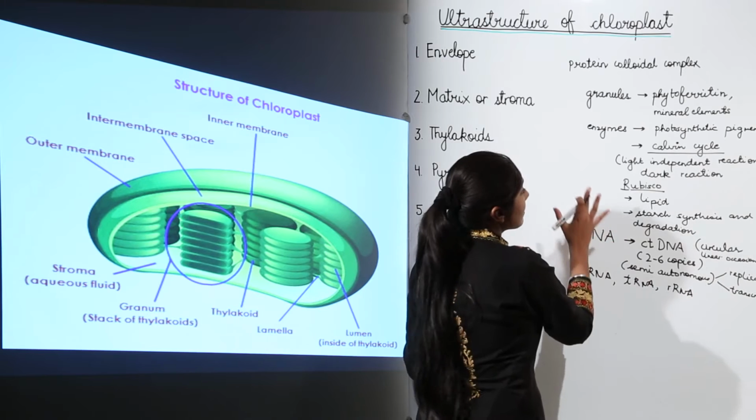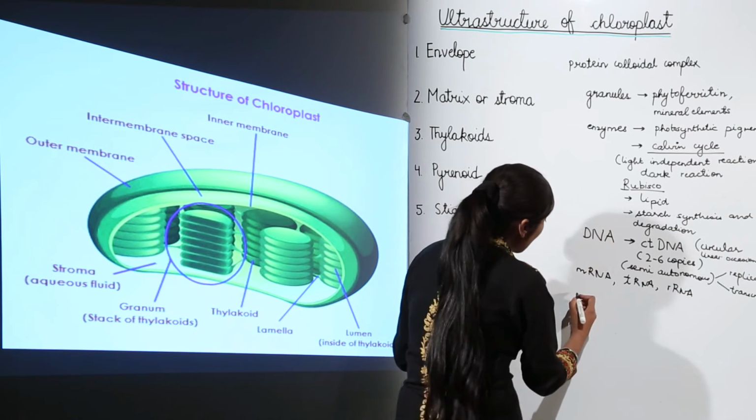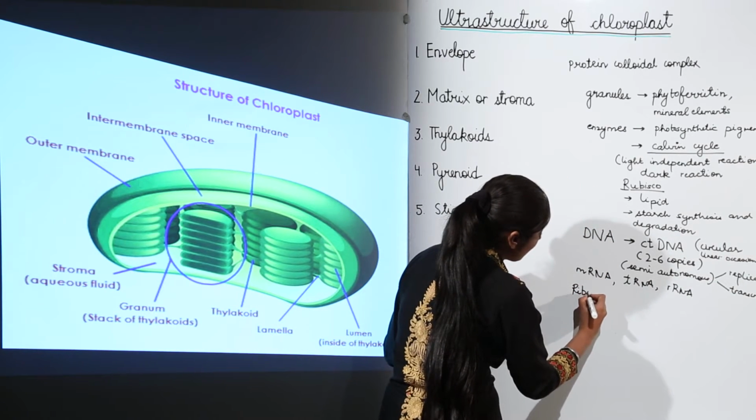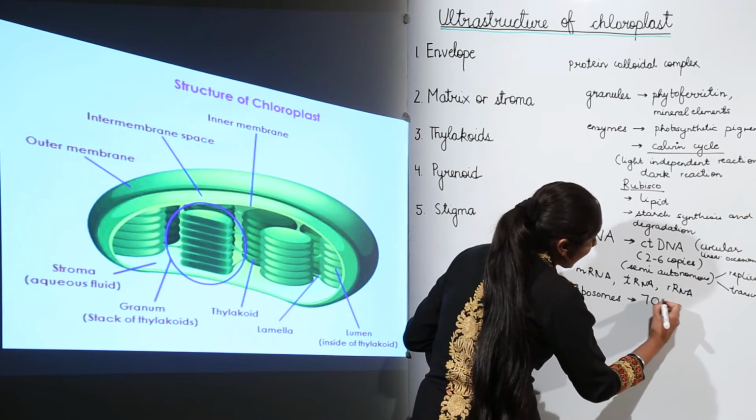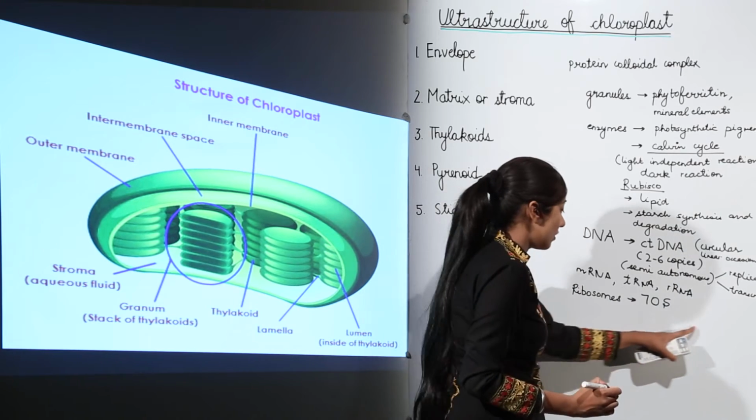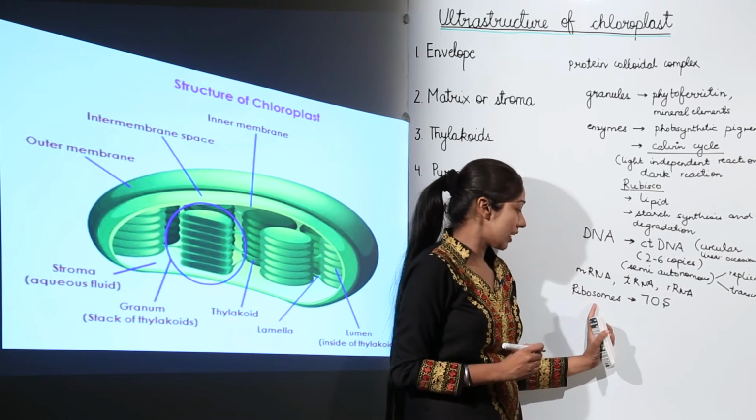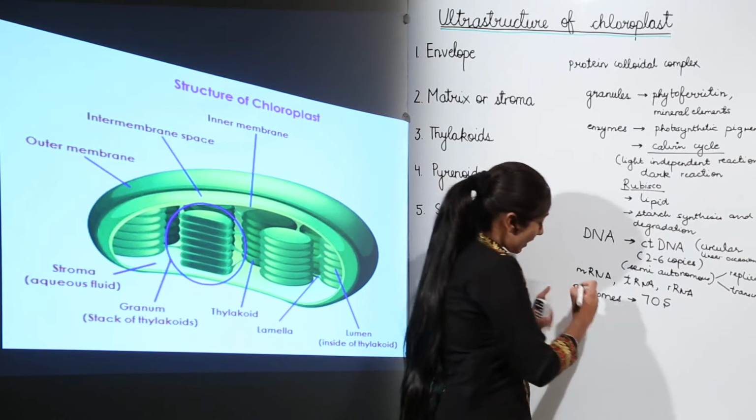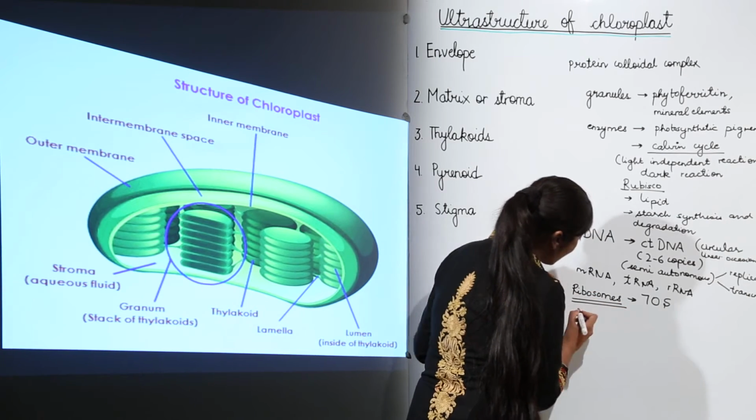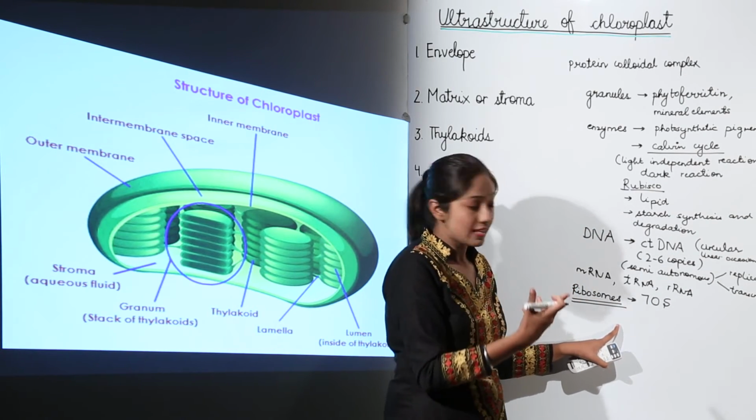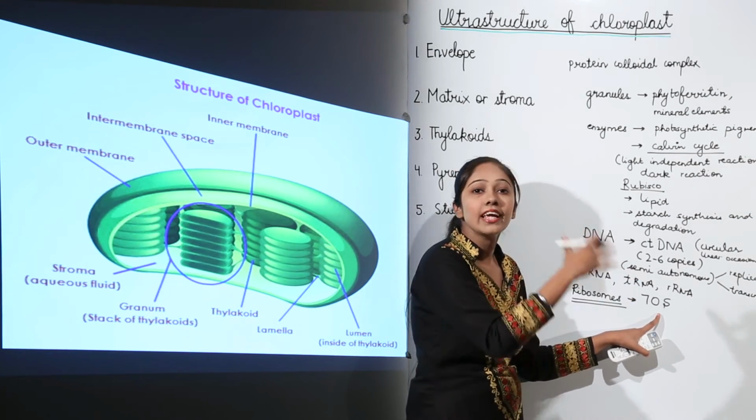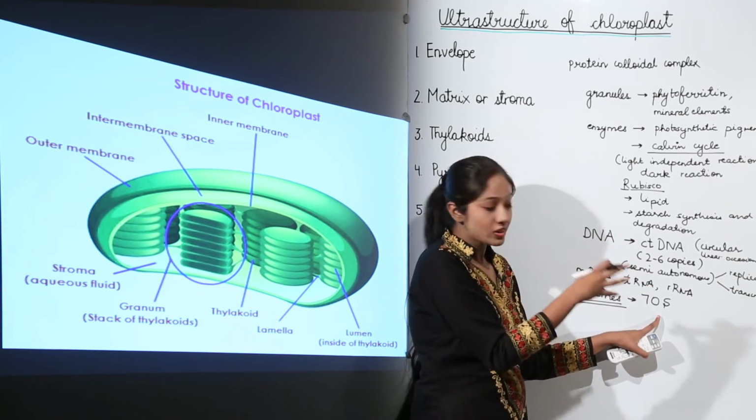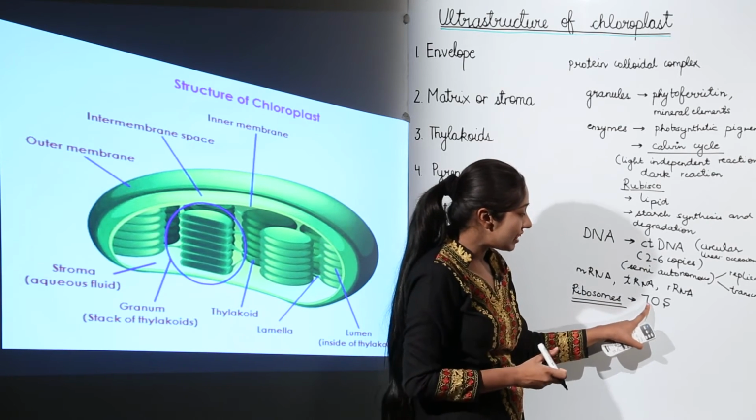Now after this DNA, the genetic material, we have ribosomes in the matrix. These ribosomes are generally 70S type. You all have studied about ribosomes. They are very important organelles in the cells, and they have 2 types, 70S and 80S. So in the chloroplast, generally the ribosomes are 70S type.